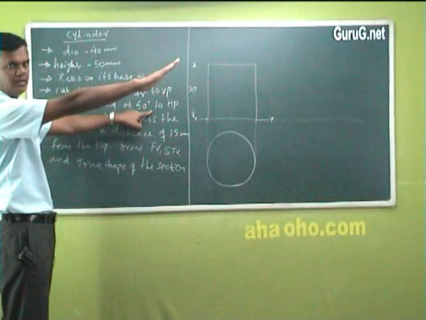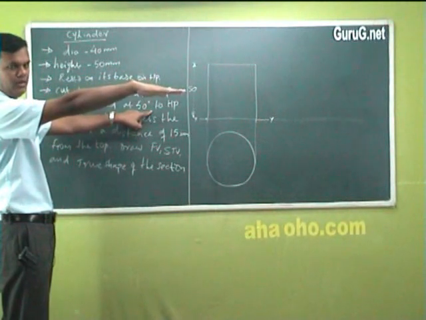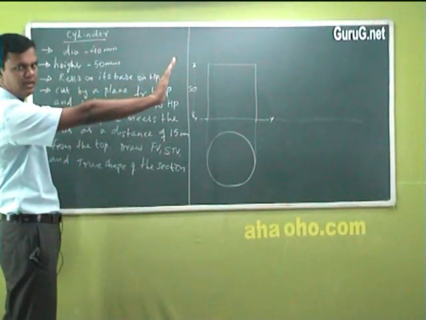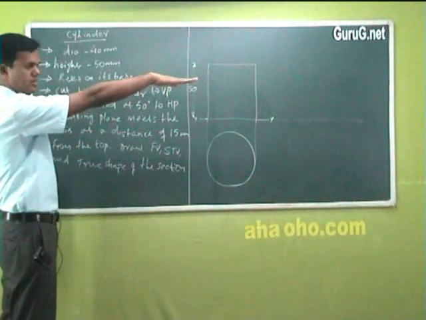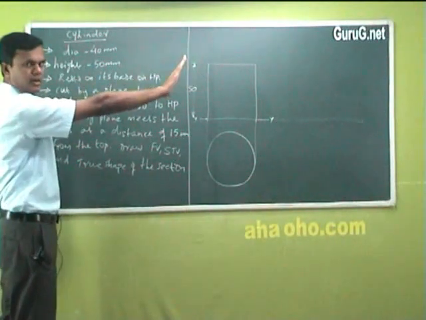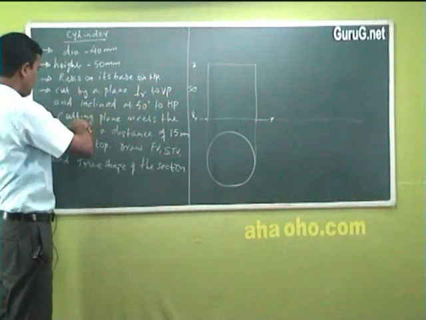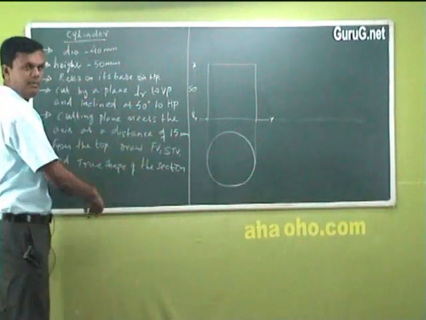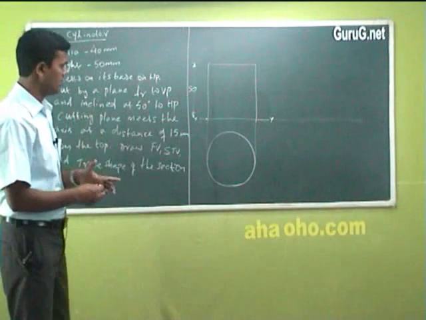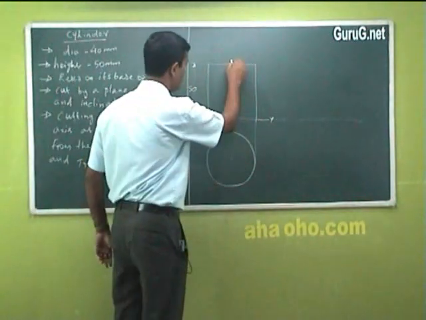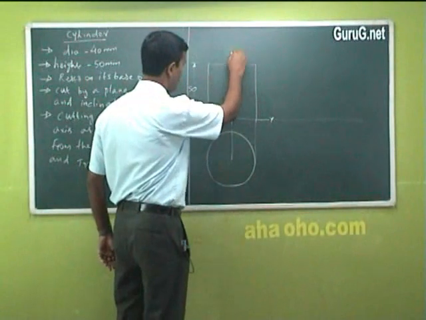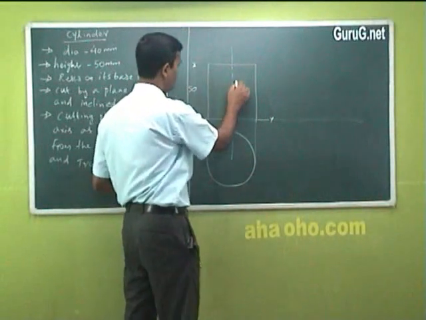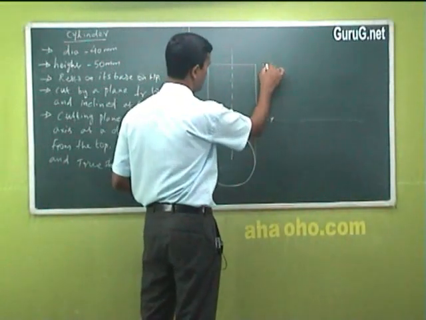How to make the inclination to this? Inclined 50 degrees to HP. Any inclination to HP will be shown on VP only. I can just tilt it like this, 50 degrees. Okay, perpendicular to VP is this, and inclined is this. Either this way or that way, it is inclined to HP. The cutting plane meets the axis at a distance of 15 millimeter from the top. That's it. So the length is given. This is your axis point. You can draw. Okay. So the cutting plane can be in any direction, from the top at a distance of 15 millimeter.